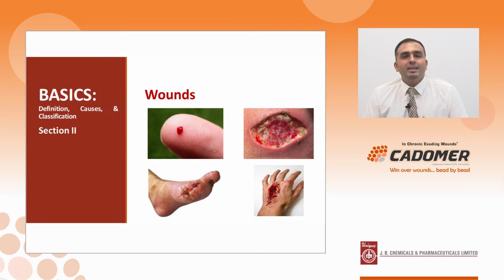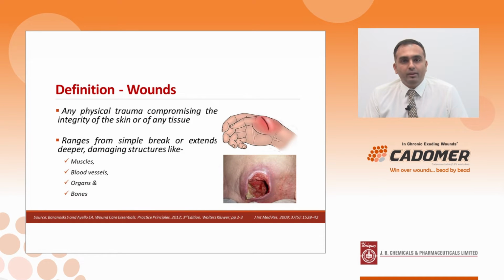So if there is any external injury or trauma to the skin, then its anatomy and its function would be interfered with, causing wounds. So let us understand what is a wound. How do we define a wound?